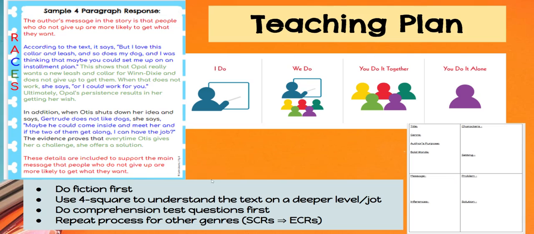And they're also going to do all the comprehension questions first, because then they're going to understand the story, so they do the 4 square first, then the questions, then the ECR. And then they would do a planner, and then they would type their final copy. And then I would repeat that process by starting with the SCRs for fiction, and then ECR for fiction. And then I would move to nonfiction, SCRs, and then ECRs.